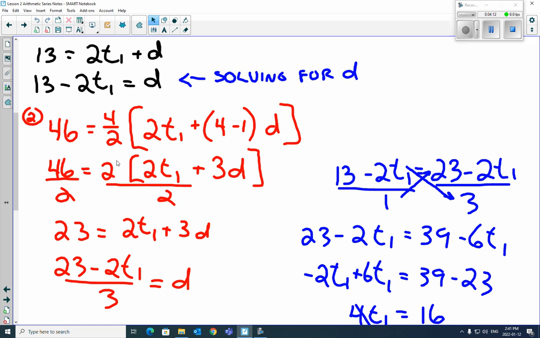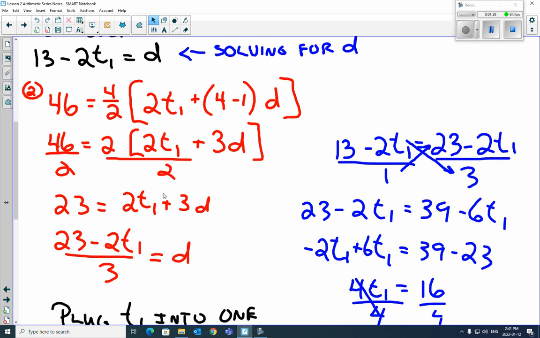The second one says the sum of the first 4 terms is 46. So 46 is the sum of the first 4 terms. 4 terms is N, so the 4 is N there. We still don't know T1. We know N again, but we don't know D. So again, we got another one where we don't know what T1 and D are.